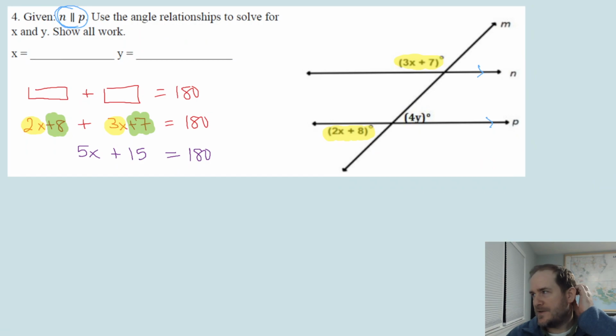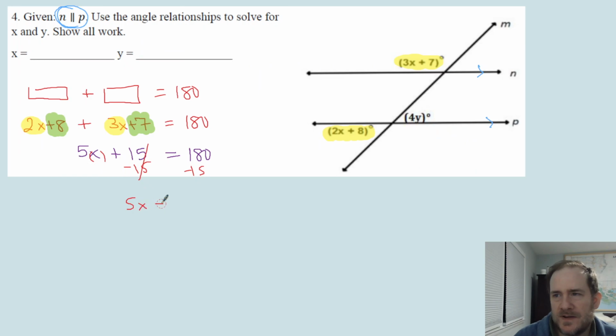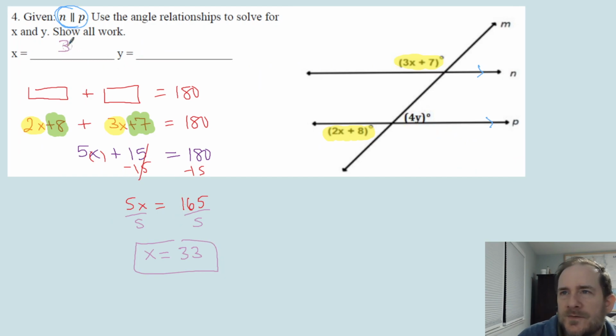Now you're looking at an equation you might be more familiar with, because now to solve for x, you know that you'll subtract 15. Those will cancel. You'll get 5x equals 165. Then you'll divide by 5. And you'll find that x is worth 33. Hold up, 15 left over, right? So 33. Alright, I don't know why that took me so long.